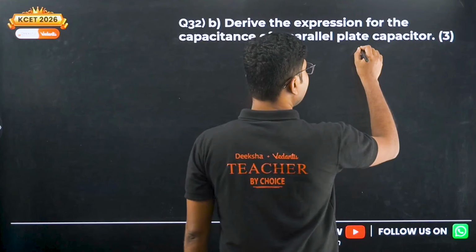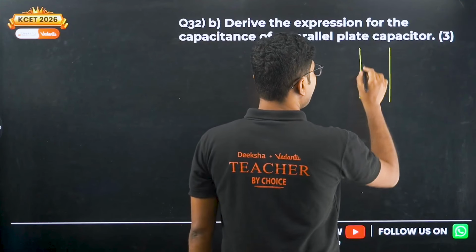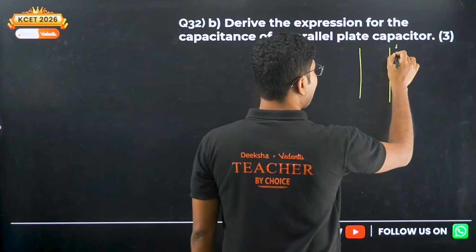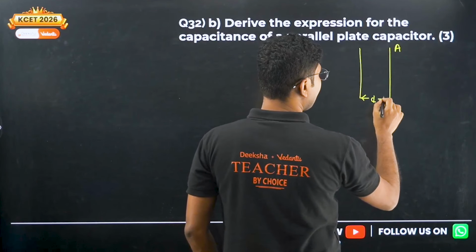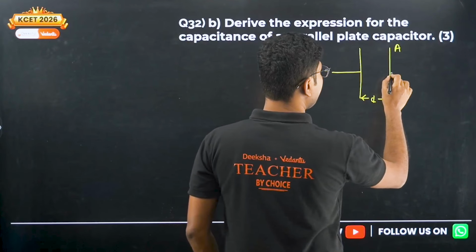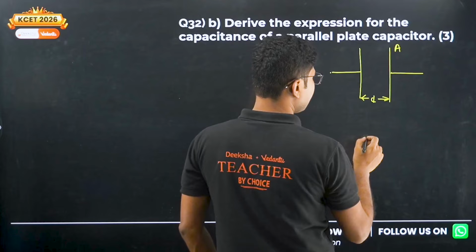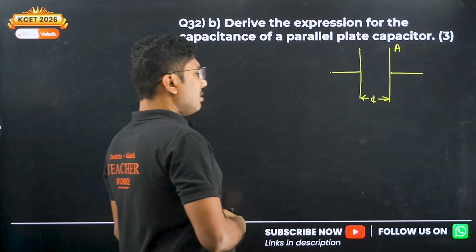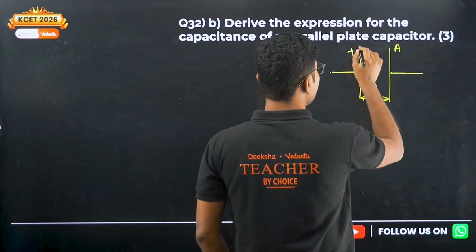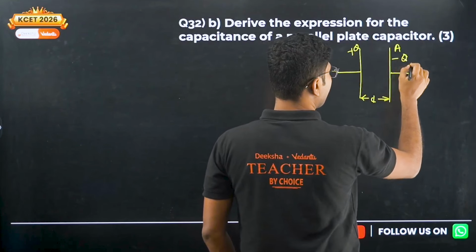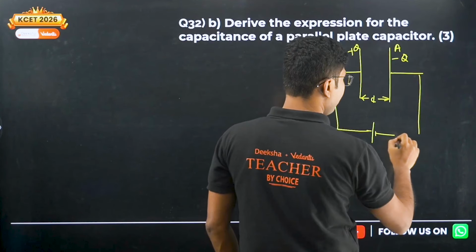So here we have a capacitor. Area of the capacitor say A. The distance between the plates say d. And you have applied a potential of V across the capacitor. Now the charge which is stored on this capacitor, say this is plus Q, this is minus Q. The potential that you have applied is V.